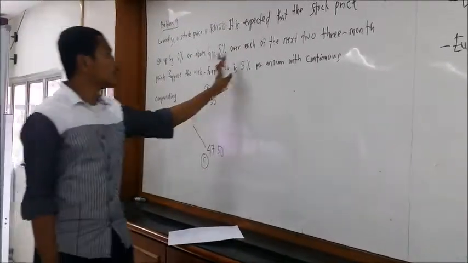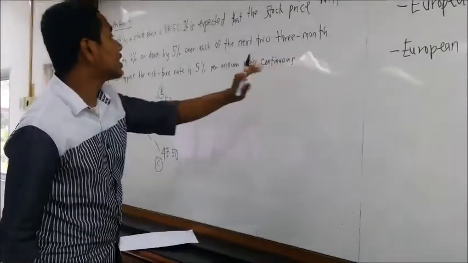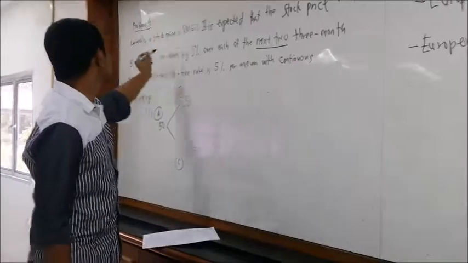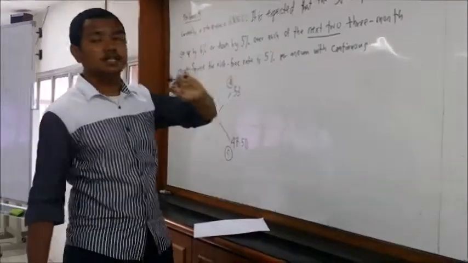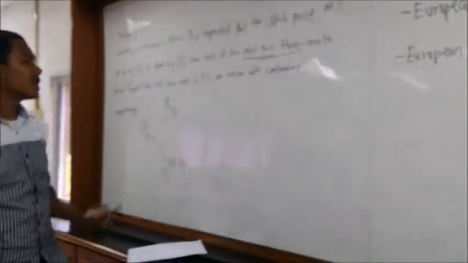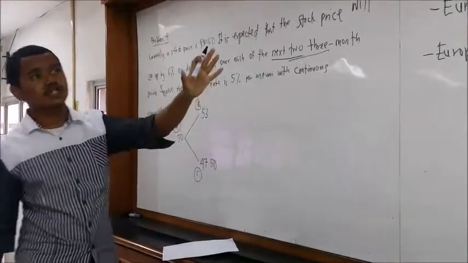Next, over each of the next 2-3 months. Since this is 6 months, with the next two 3-month periods, automatically we use the two-step binomial model.